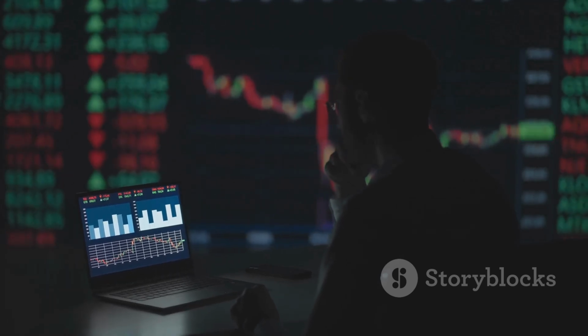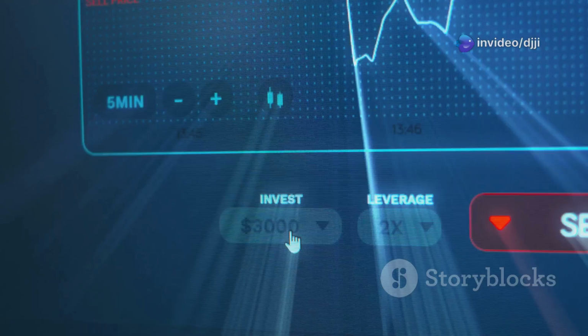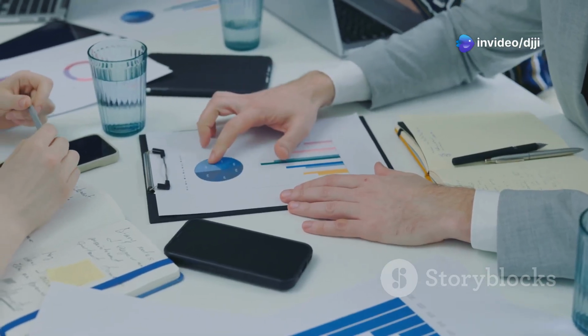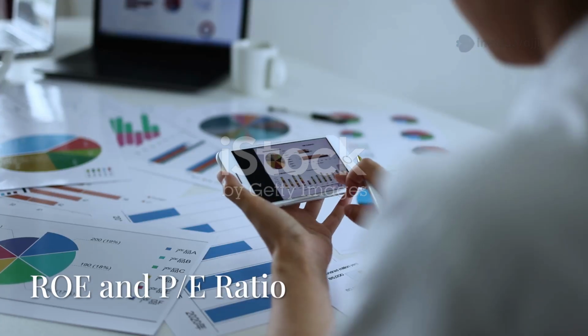Check the company's debt-to-equity ratio. Too much debt can be risky, especially if interest rates rise or revenue drops. Look for companies with manageable or declining debt and strong cash flow, the money it brings in regularly.